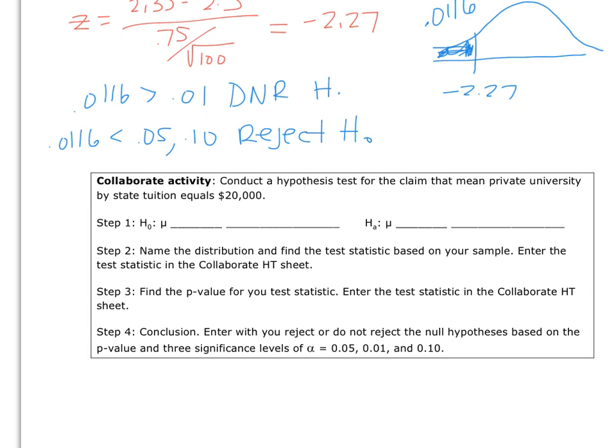You're going to come up with the null and alternate hypotheses, and there isn't a place to put those necessarily on the collaborate sheet, but you can find the test statistic and enter that into the sheet, and then you can find the p-value and enter that into the sheet. The other thing you'll need to do here is determine what distribution to use. And then finally, conclusion: enter whether you are going to reject or not reject based on the given significance levels.